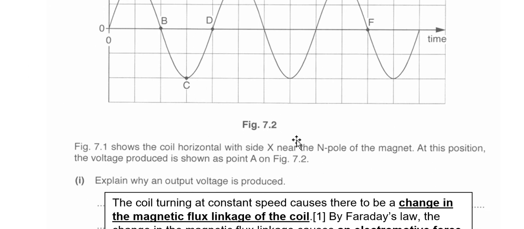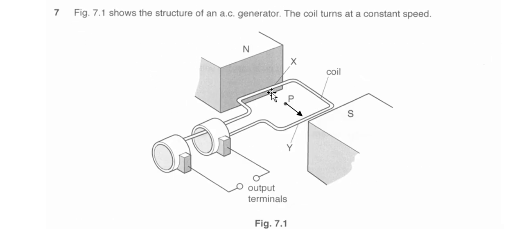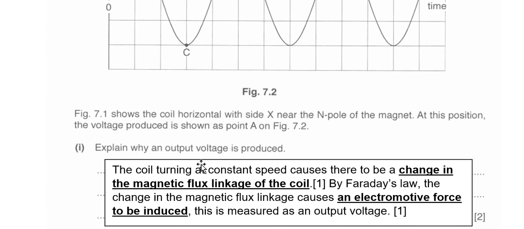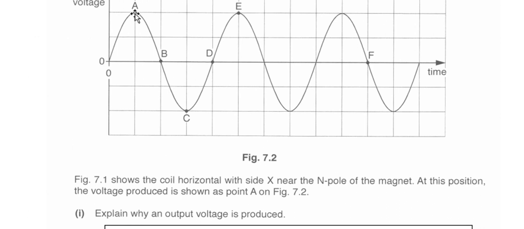Figure 7.1 shows the coil horizontal with side X near the north pole of the magnet. So we have a look at the diagram. Side X is near the north pole. At this position, the voltage produced is shown as point A. So this is point A, where you have maximum voltage.